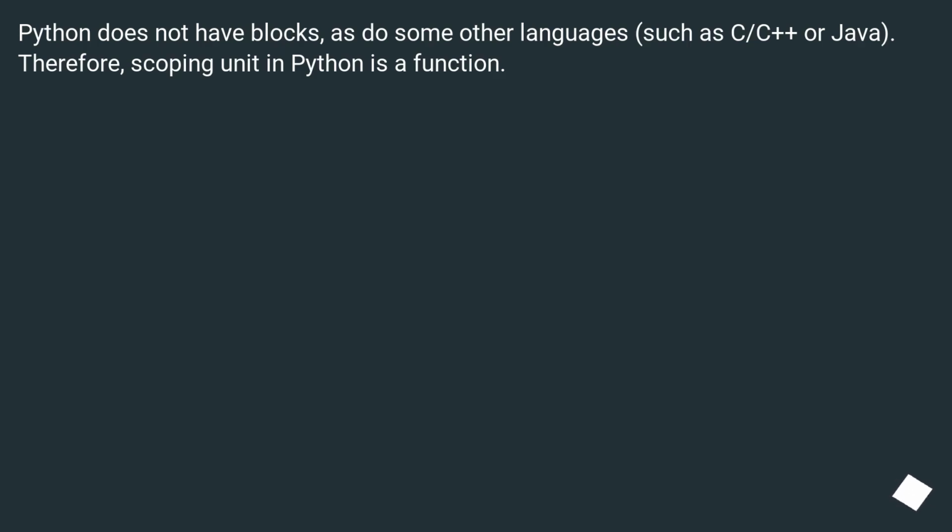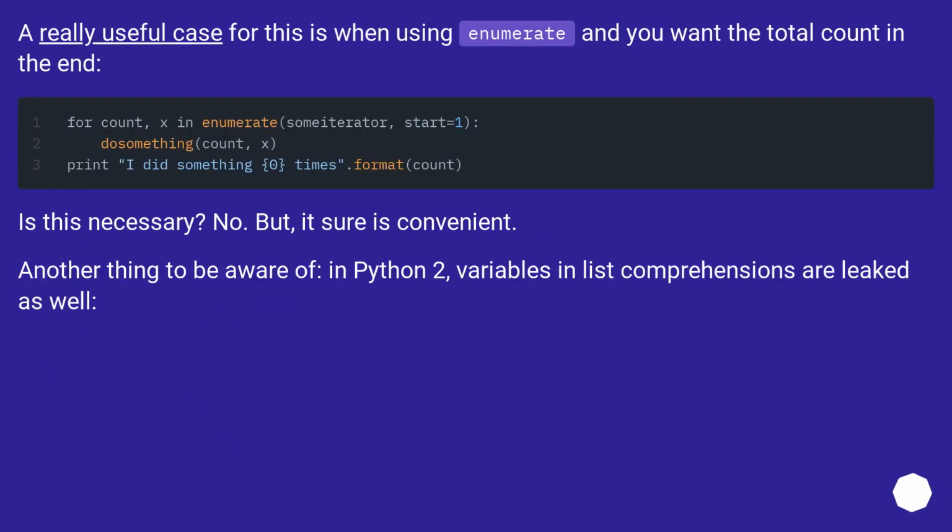Python does not have blocks, as do some other languages, such as C++ or Java. Therefore, the scoping unit in Python is a function. A really useful case for this is when using enumerate, and you want the total count in the end. Is this necessary? No. But it sure is convenient.